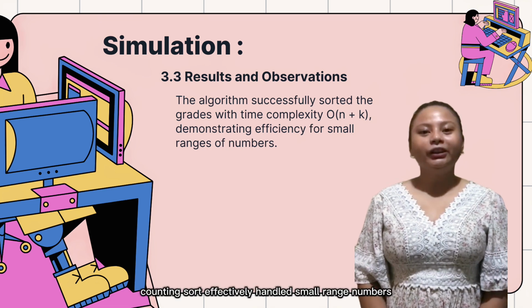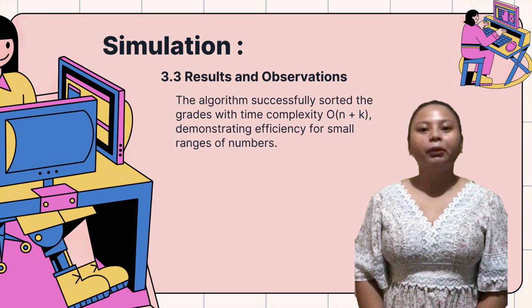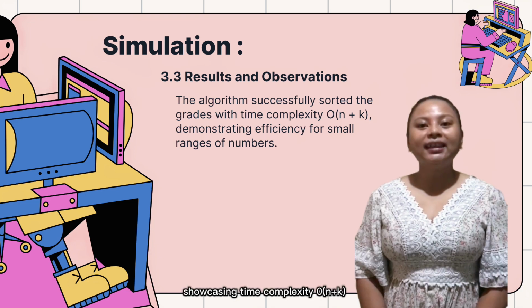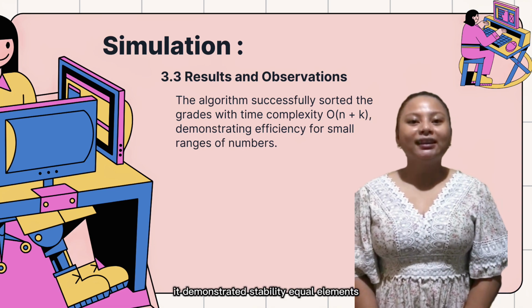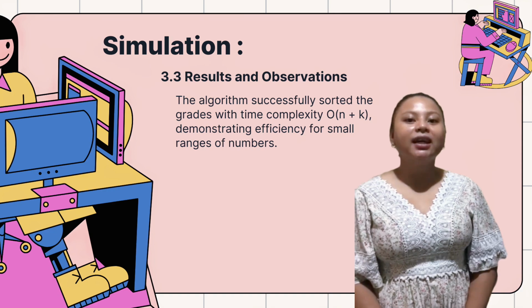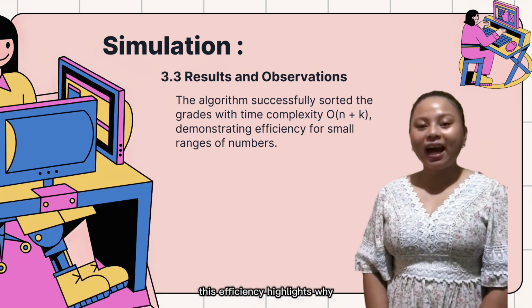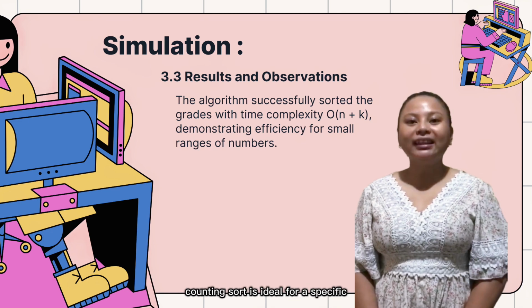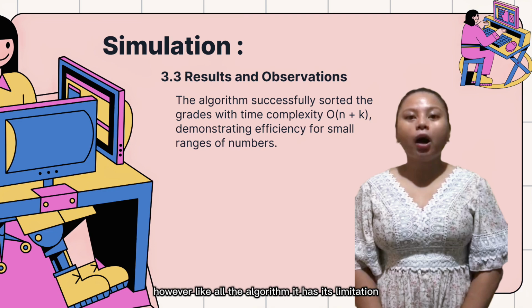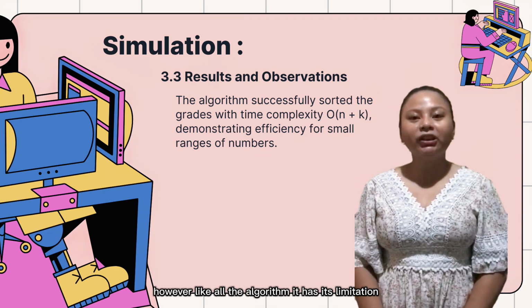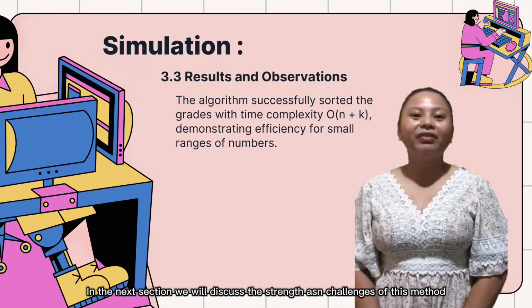In our simulations, counting sort effectively handled small range numbers, showcasing time complexity O(n plus k). It demonstrated stability: equal elements retained their original order. This efficiency highlights why counting sort is ideal for specific use cases. However, like all algorithms, it has its limitations, and the next section will discuss the strengths and challenges of these methods.